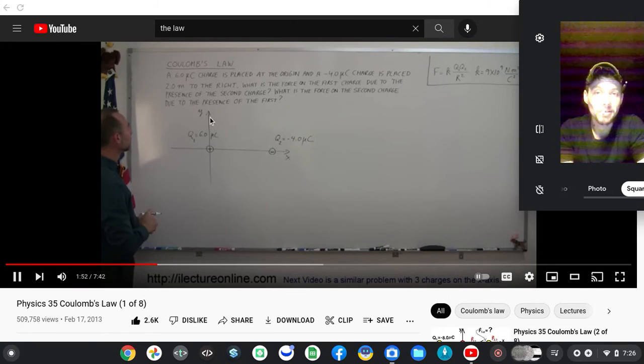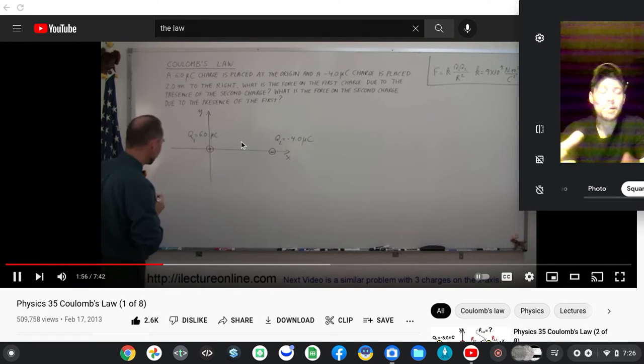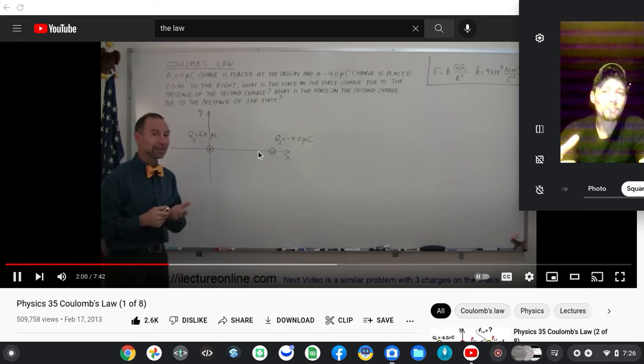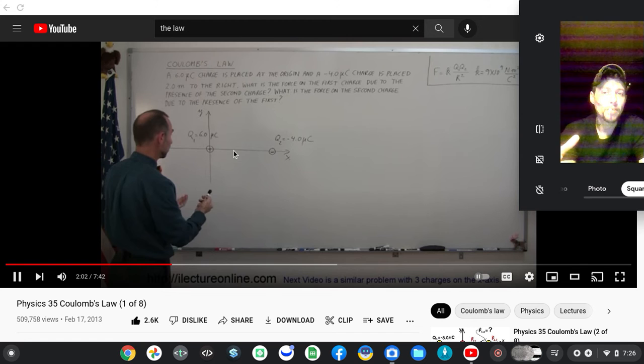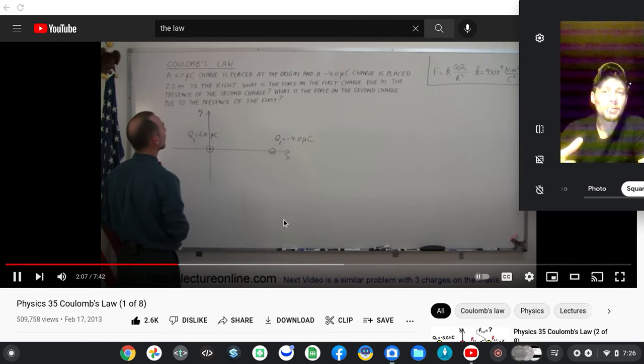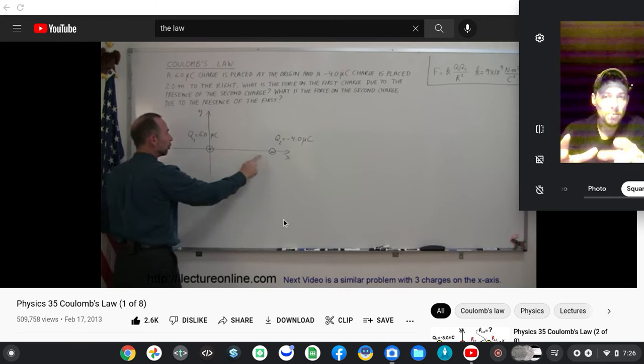When you need to find the forces on each other due to the charge, how do we do that? Where do we start? Well, the first thing you want to do is draw a vector diagram, drawing the vectors that represent the forces. Let's go to our first charge here. What would be the force on this charge due to the presence of this one?